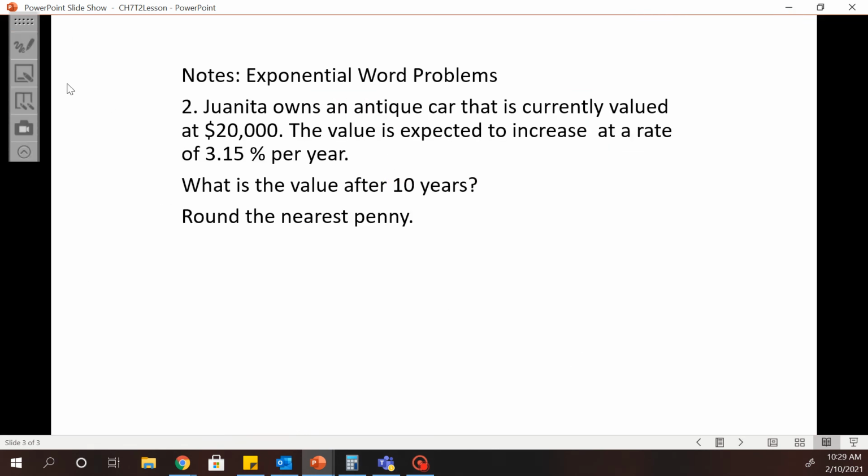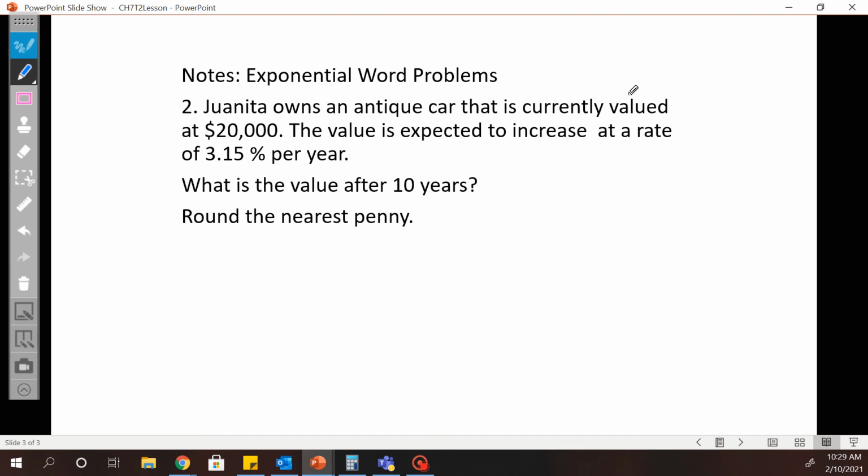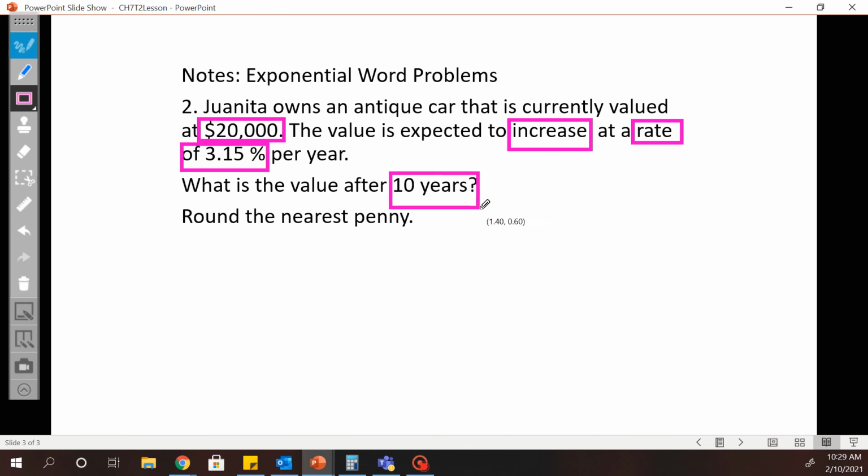All right, next, Juanita owns an antique car that is currently valued at $20,000. The value is expected to increase at a rate of 3.15% per year. What is the value after 10 years? Round to the nearest penny. All right, so current value, 20,000. The value is expected to increase, and the rate at which it's increasing is 3.15%. We want to know how much it's worth after 10 years.